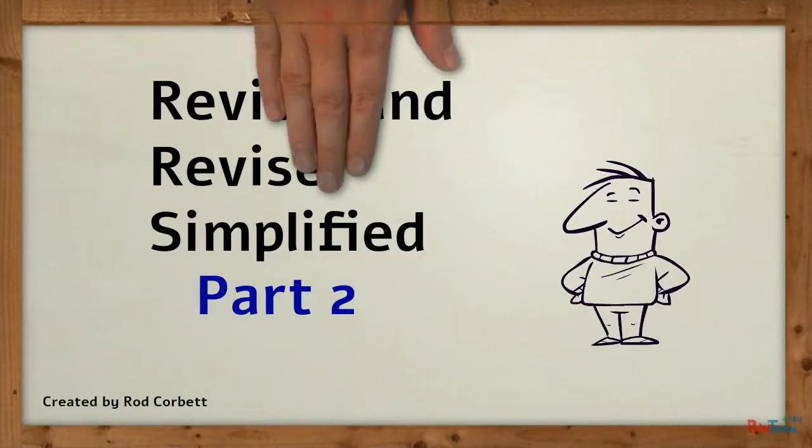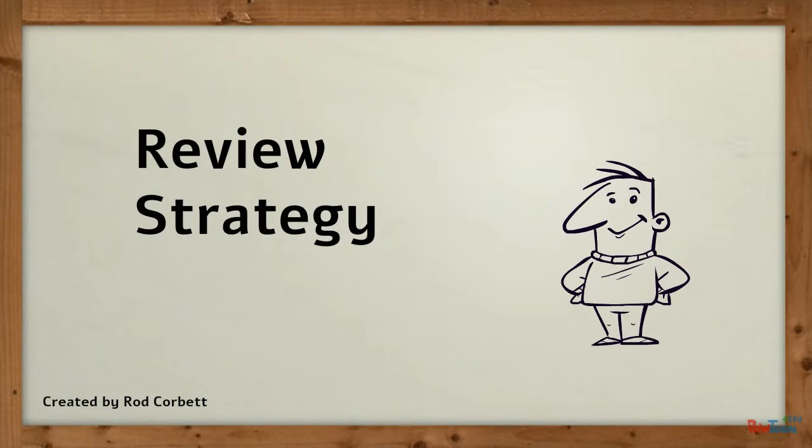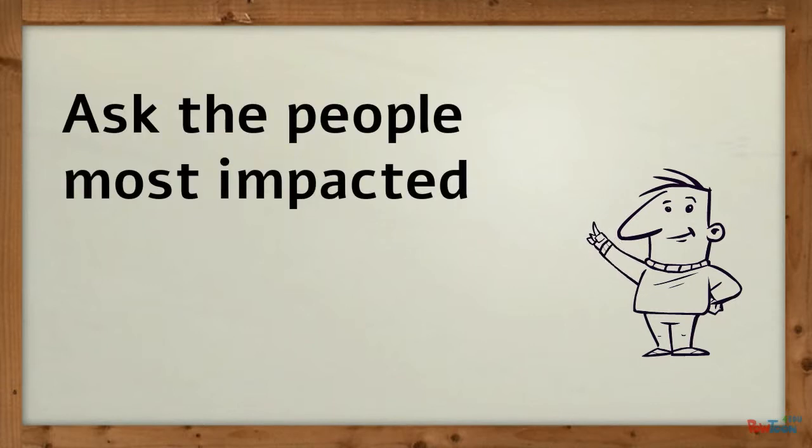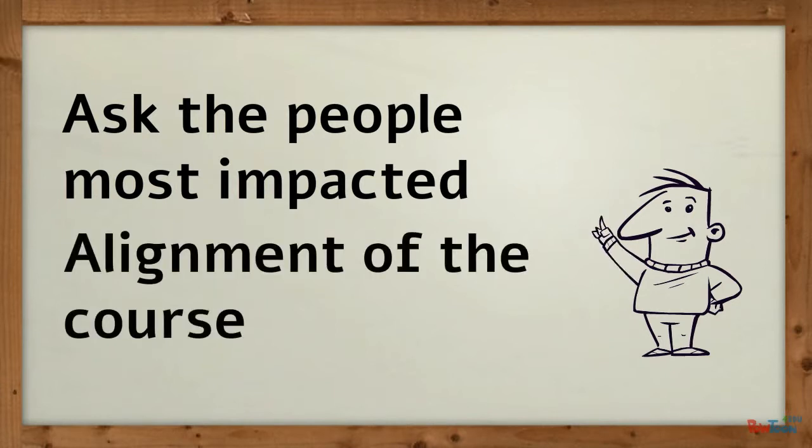In this episode, we will explore how to design the strategy to do a thorough review of a course. We must recognize that there are many strategies to review a course, and some are more efficient than others, but the two more effective strategies are to directly ask the people who have been most impacted by the course, and second, to closely review the alignment of the primary elements within the course.